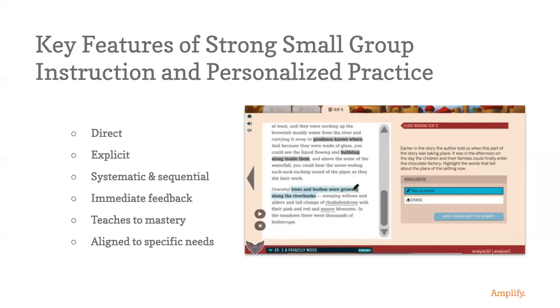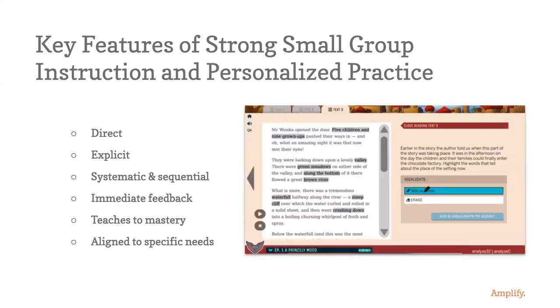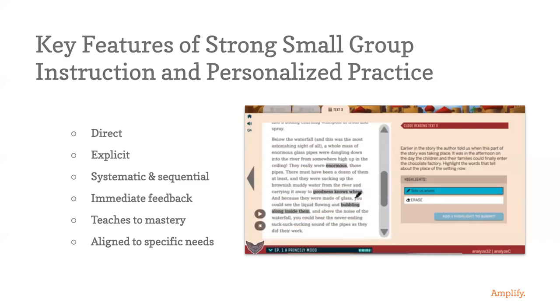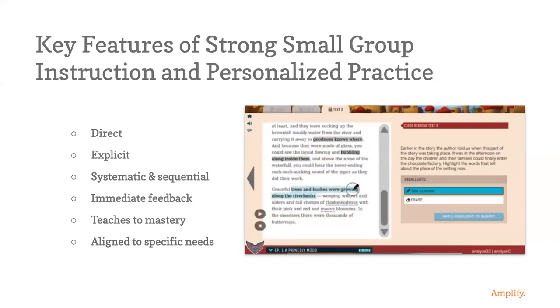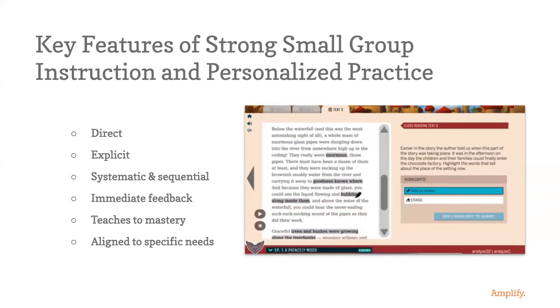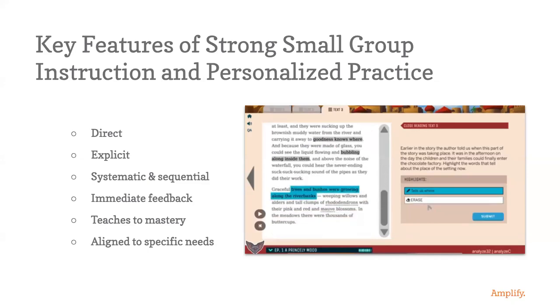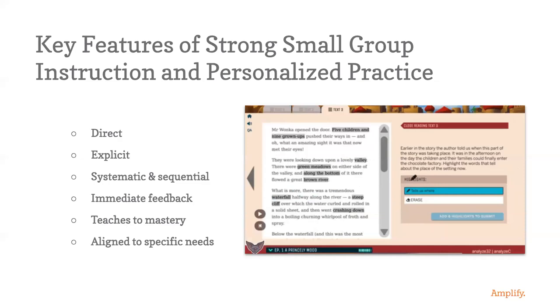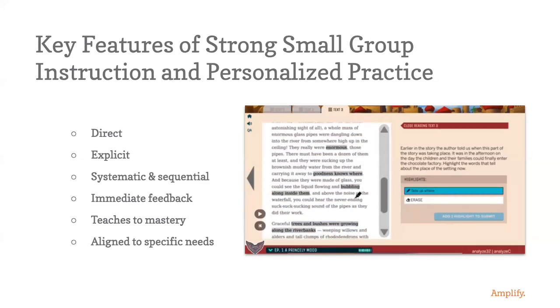So this is just a little on key features of strong small group instruction and personalized practice. We want to make sure the instruction is direct and explicit. It's systematic and sequential, so it's really following that trajectory of how students learn to read. We want to make sure there's a lot of immediate feedback incorporated for students, and that we're teaching to mastery and aligned to student-specific needs. So having the data to make sure that we're teaching to mastery and aligning to student needs is so, so key. We have to have it in place for our small group instruction and our personalized practice to be successful.